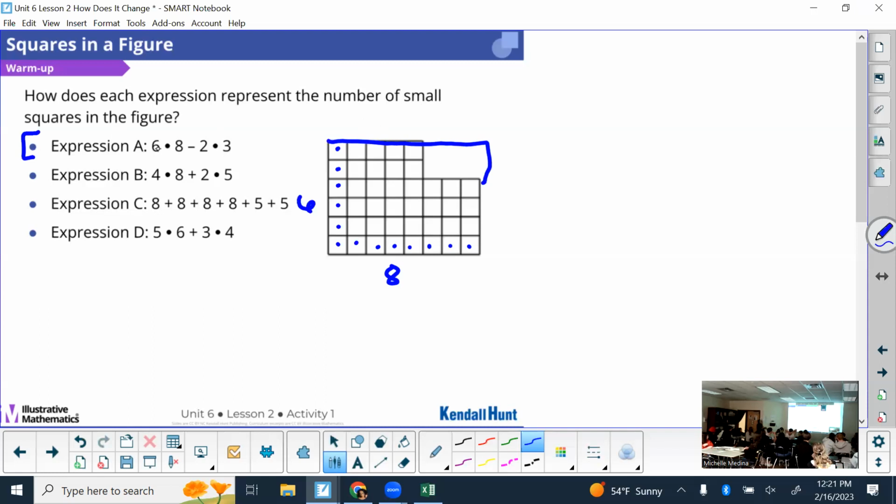6 times 8 minus 8. Well, 6 times 8, yes, 48. But is that how many boxes there are? No. No, they're basically basing it off of if this was filled. So then, John, can you re-explain the 2 times 3?